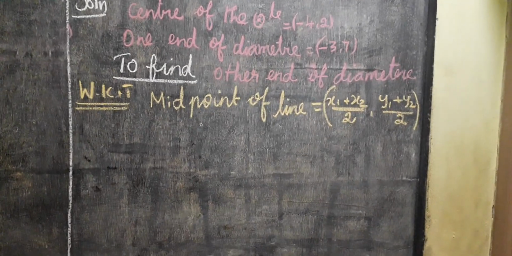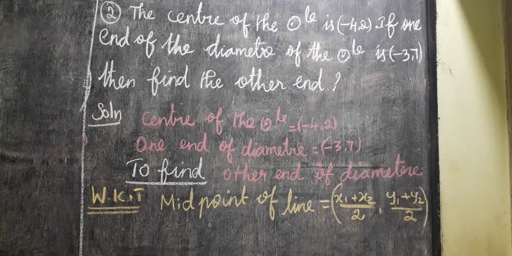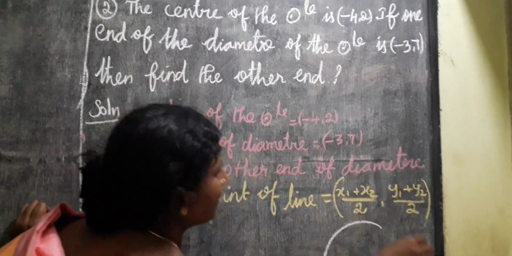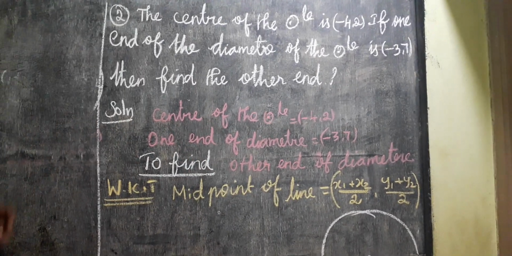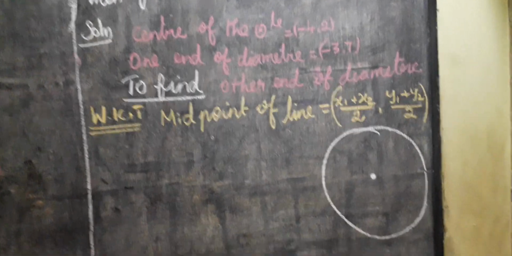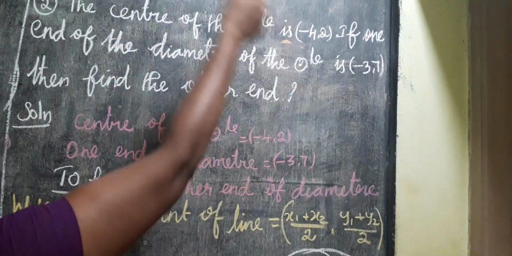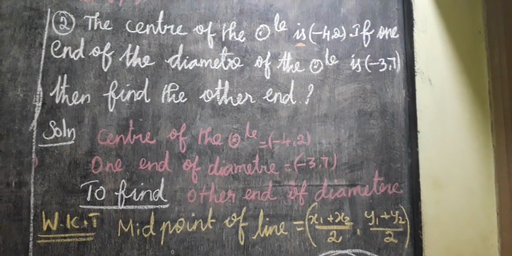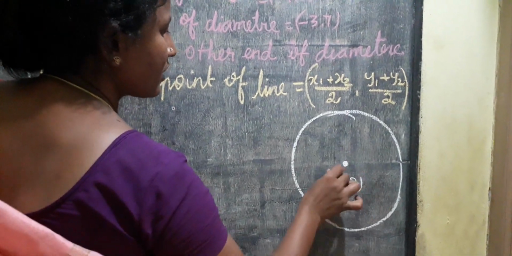Okay. See the question again. The center of the circle. So you have to draw the center of the circle. This is the circle. What is given? For the center of the circle, the value is (-4, 2). The center of the circle value (-4, 2) is given.